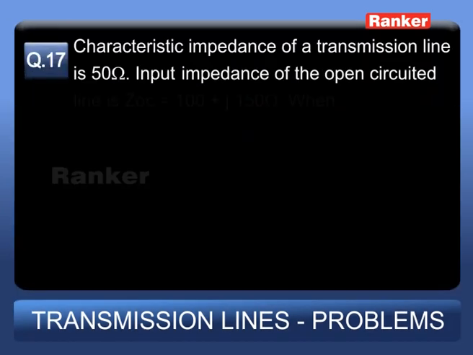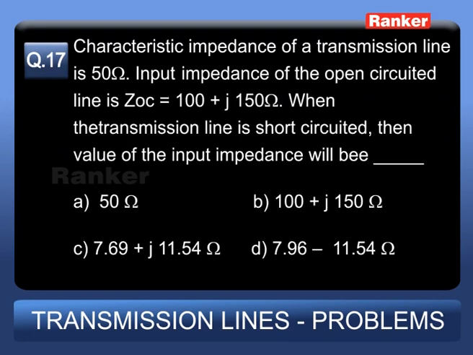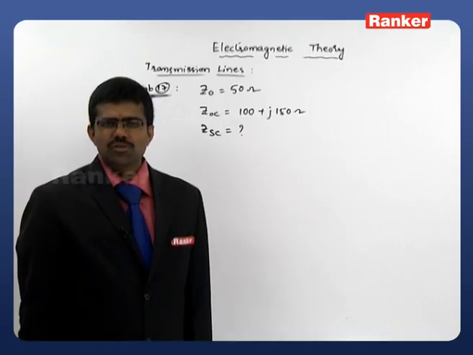The characteristic impedance of a transmission line is 50 ohms. The input impedance of the open circuited line is 100 plus j150 ohms. When the transmission line is short circuited, then the value of input impedance will be: option A, 50 ohms; option B, 100 plus j150 ohms; option C, 7.69 plus j11.54 ohms; and option D, 7.69 minus j11.54 ohms. Just observe the solution for this problem.